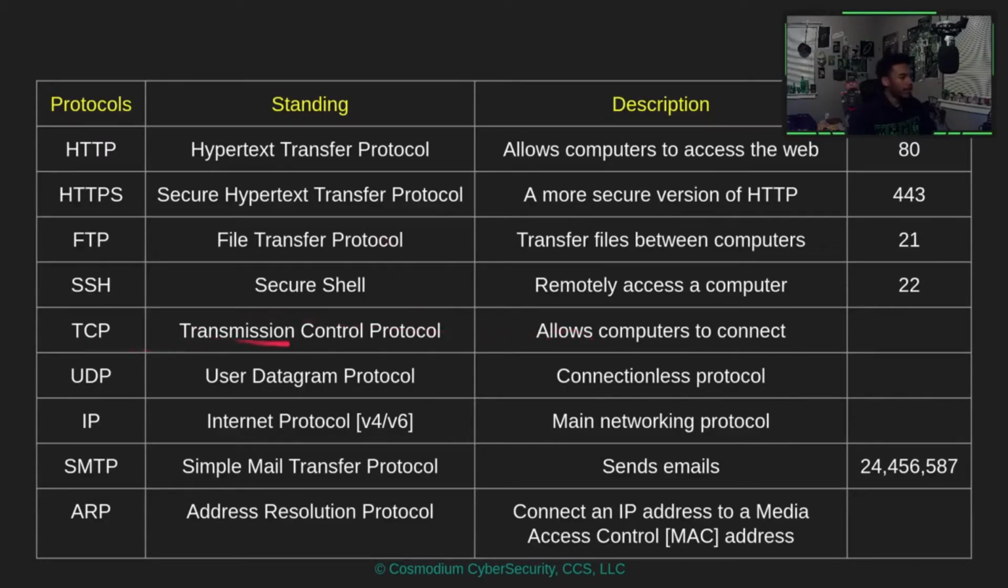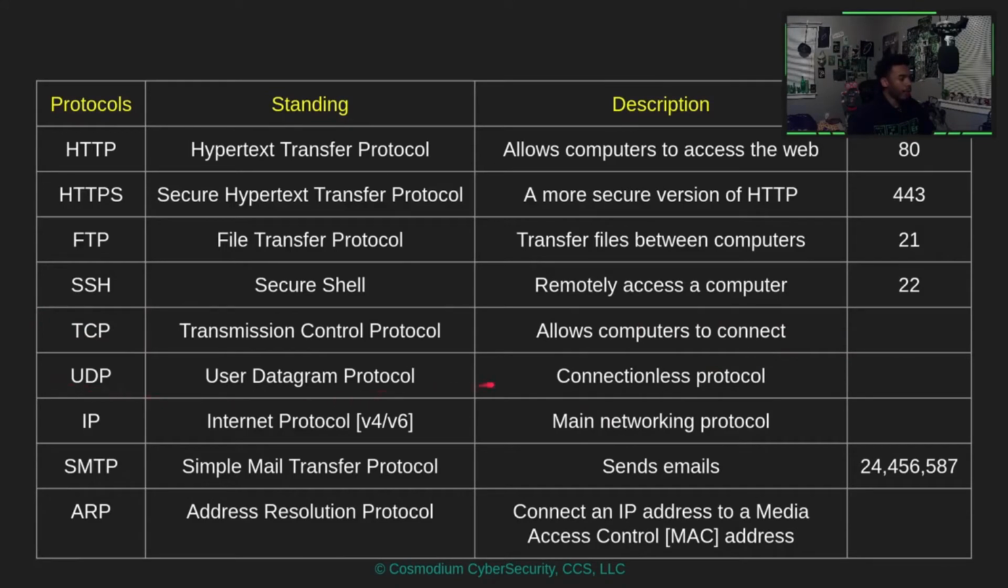TCP. TCP is the Transmission Control Protocol. It's basically what allows computers to actually connect to each other. It's pretty important. You'll learn about the TCP protocol a little bit later. We'll learn about a lot of this. Actually, you scan a lot of networks using TCP as well. So this one, just knowing that it allows computers to connect is pretty important.